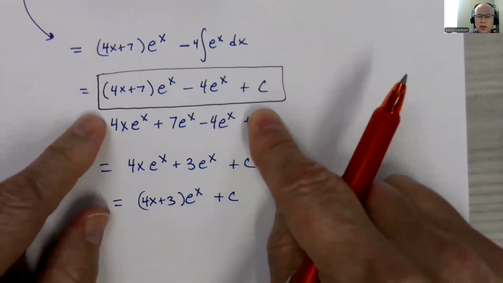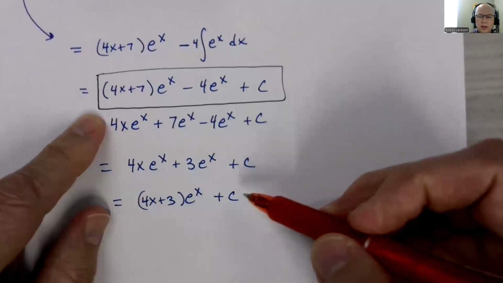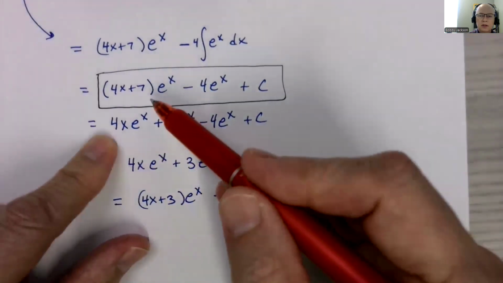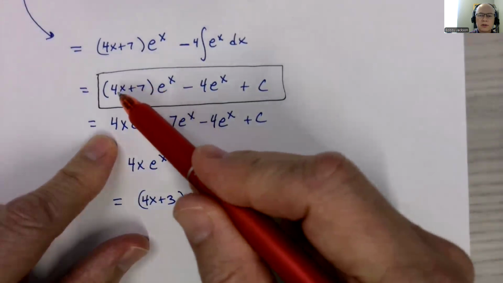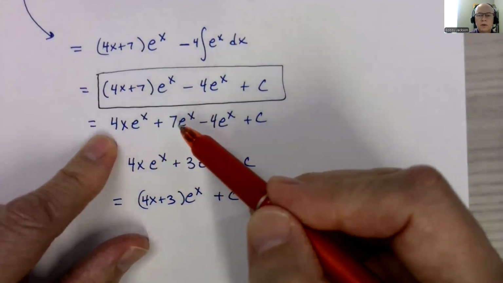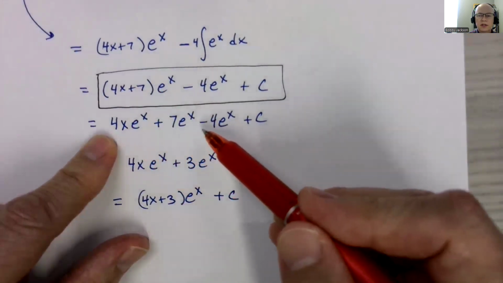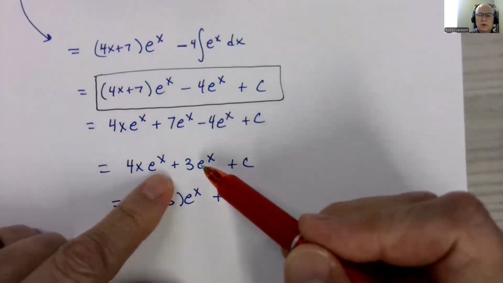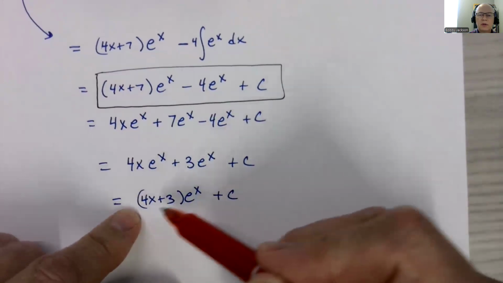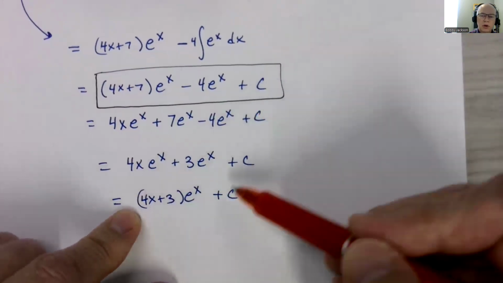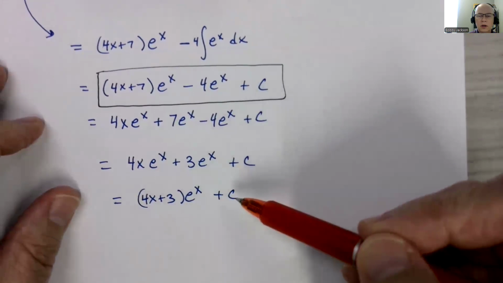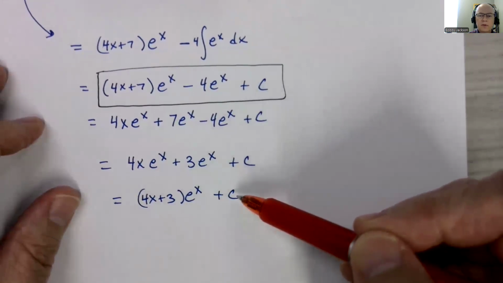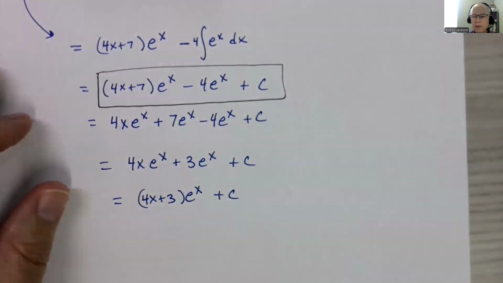I looked at what Achieve gave as the answer, and it was down here. Basically, what they did is they distributed e to the x through here, and then you have 7e to the x minus 4e to the x, which is 3e to the x. And then they refactored the e to the x out to write it this way. So both of these are fine. I'm good with either one. Hopefully that makes sense.